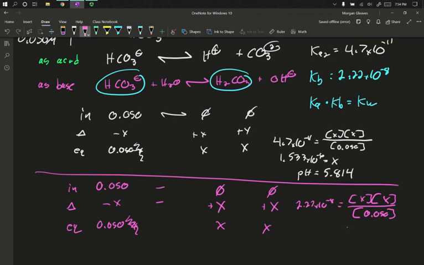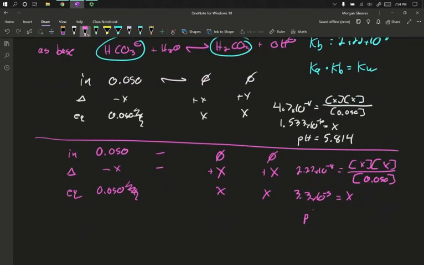Rearrange, solve for X. We'll find that X in this case comes out to 3.3 times 10 to the minus 5, which means the pH would be 9.523. Well, hey, that is basic. And I told you if you actually throw sodium bicarbonate into water, it is basic, but it's not that basic, because really, both of these are happening at once. One of them's better than the other.